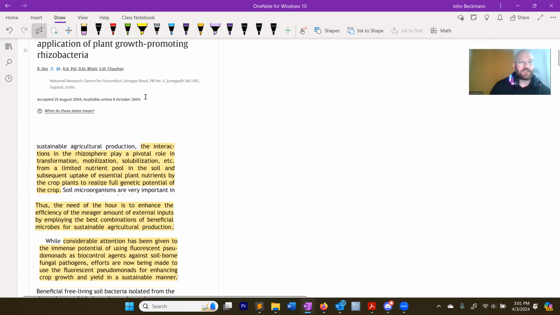We'll just go through some of the main points that I pulled out from the introduction, and if anybody has any questions, feel free to raise your hand and ask a question whenever you need to. Okay, so the interactions in the rhizosphere play a pivotal role in transformation, mobilization, solubilization from a limited nutrient pool in the soil. So the gist of the point here is that plants grow right in the soil, and the soil is actually a pretty nutrient scarce environment. There aren't really a ton of nutrients in the soil.